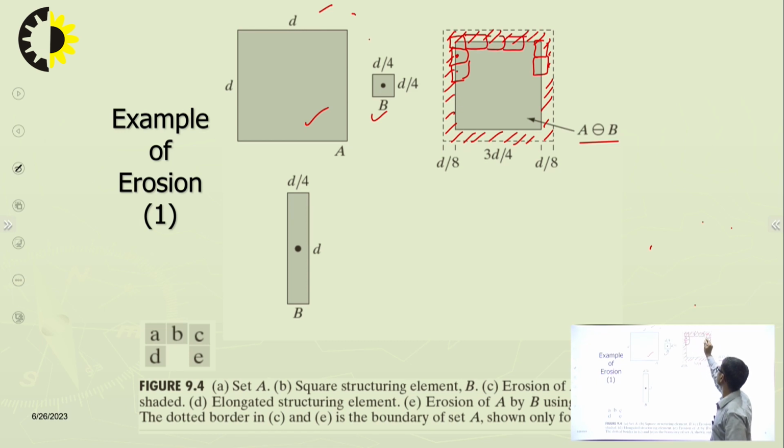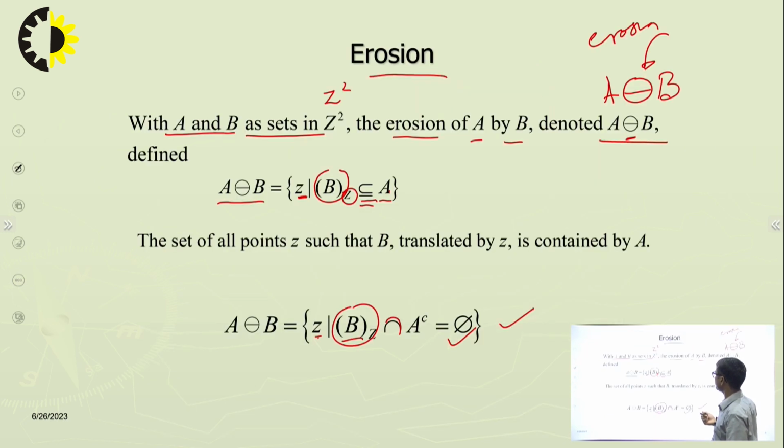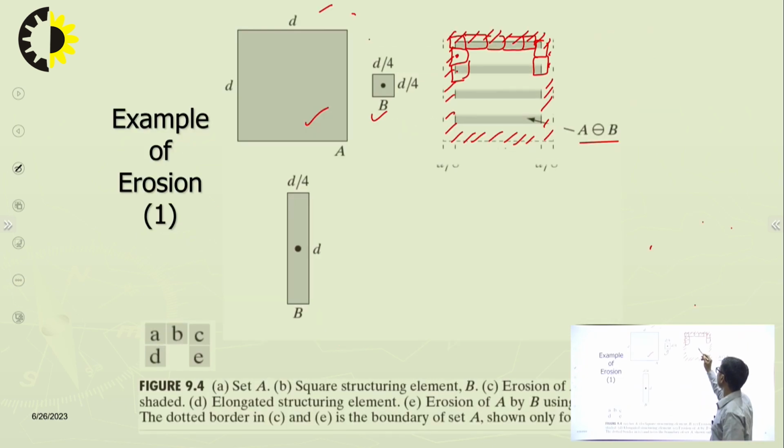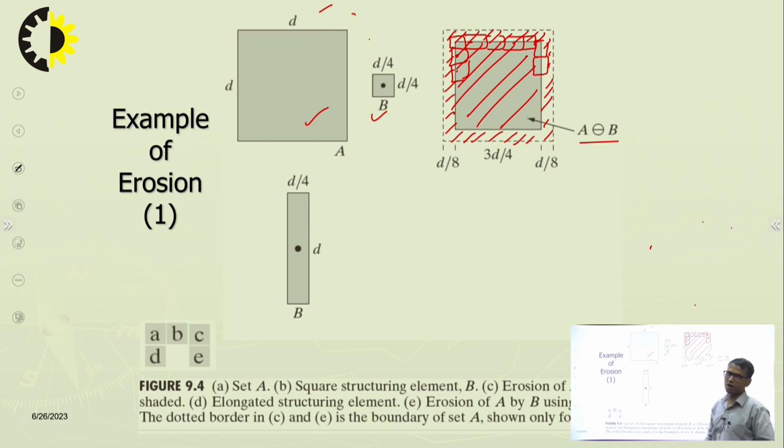Now, for all the translation operations we perform at the boundary, we can see that only these points are coming to be part of this mathematical expression. Okay, particularly (B)z is a subset of A. So, finally, we get this particular region as the erosion. So, what is the effect of erosion? The size of the object A is reduced or eroded. So, that is why it is called erosion.